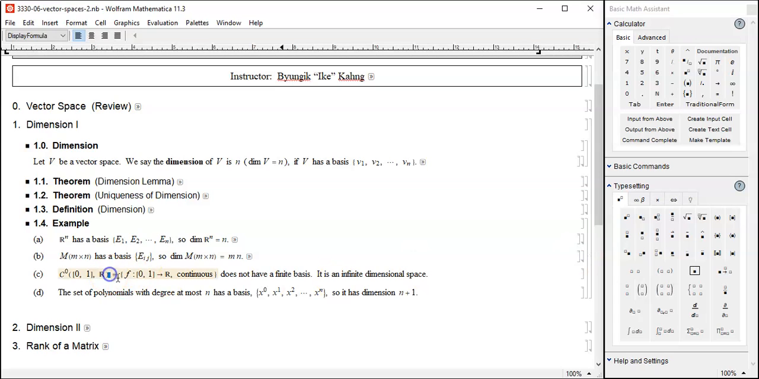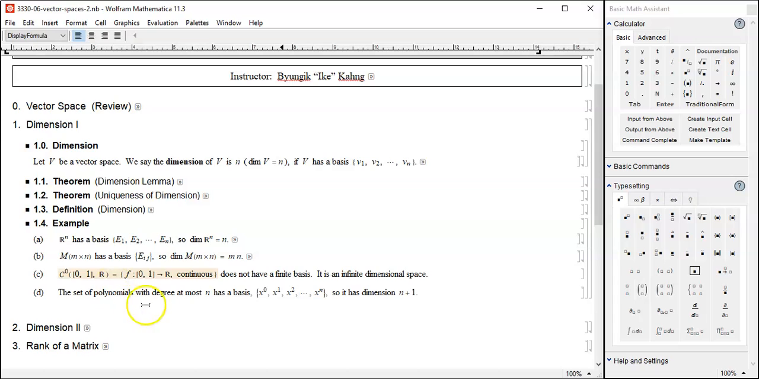Here's an example. C0 of the interval 0, 1 to R, that is the set of all continuous real functions defined on the closed interval 0, 1. And we consider C0 of R, defined on the entire R before in module 5. This time, this is just a little wrinkle. Anyway, this does not have any finite basis, so it's an infinite dimensional space, or in our point of view, the dimension concept is undefined.